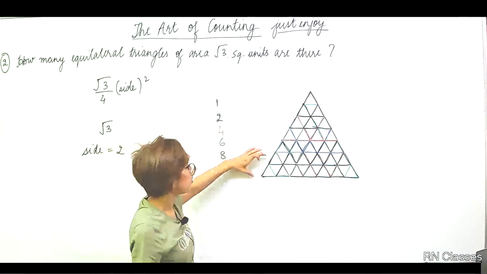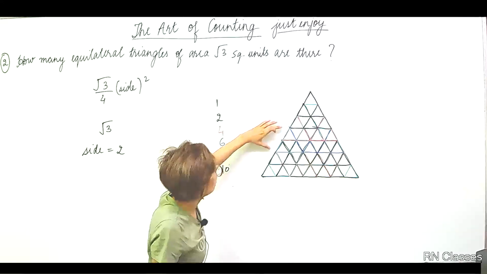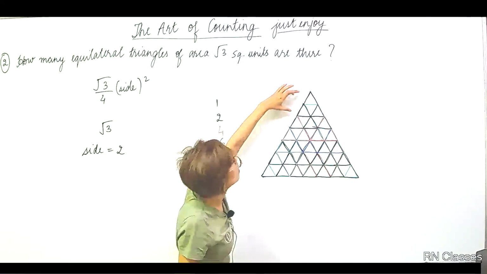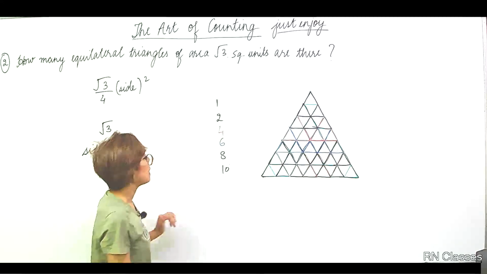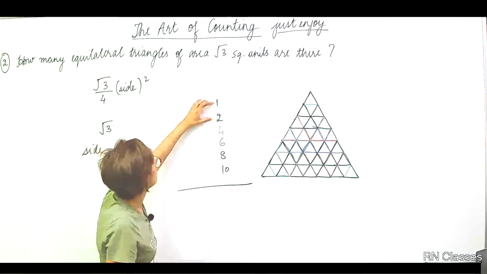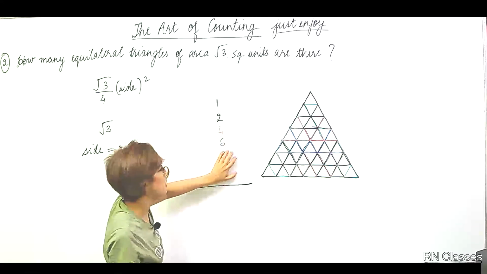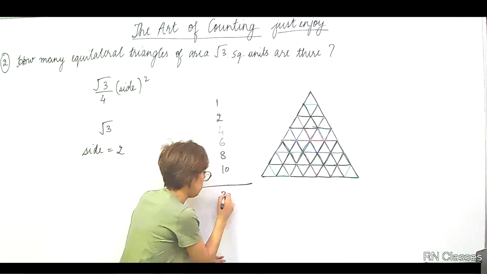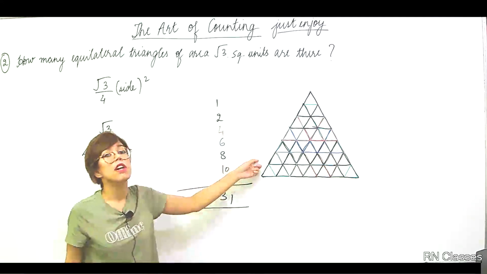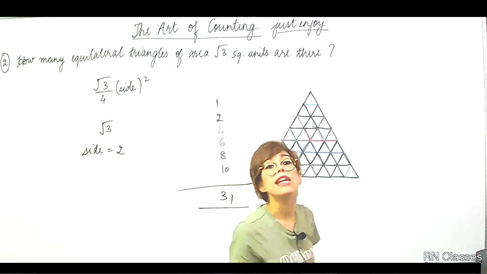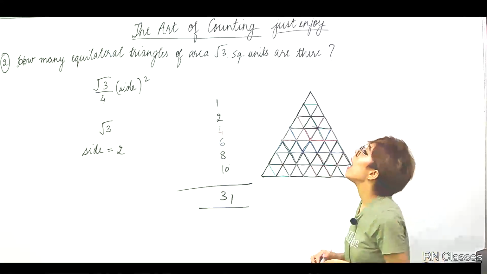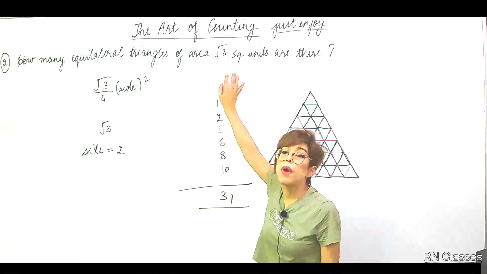Right? I think we have exhausted all the blocks. ये भी कर लिया, ये भी. This is also done. Right. So let's add these up. So this is 3, this is 7 plus 6, 13, 13 plus 18, that is 31. So in this figure, you have 31 equilateral triangles with area as √3 square units.